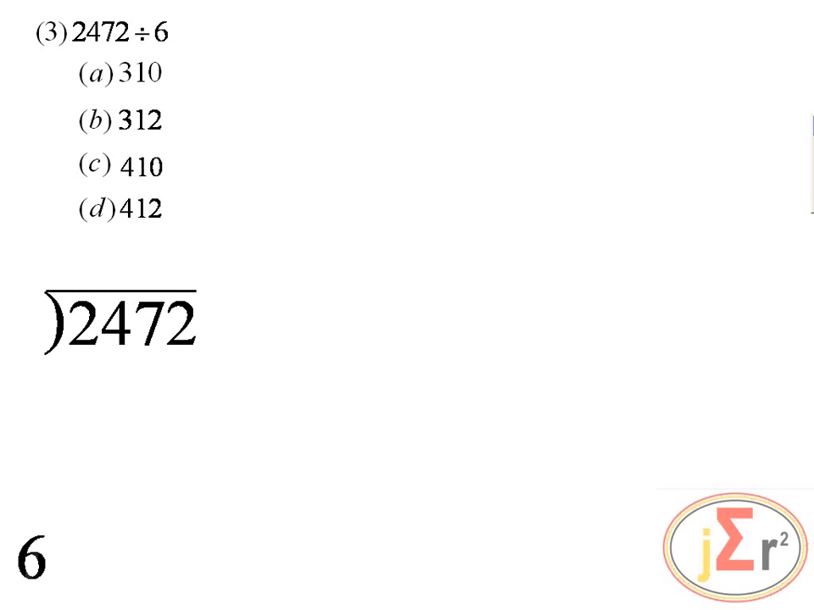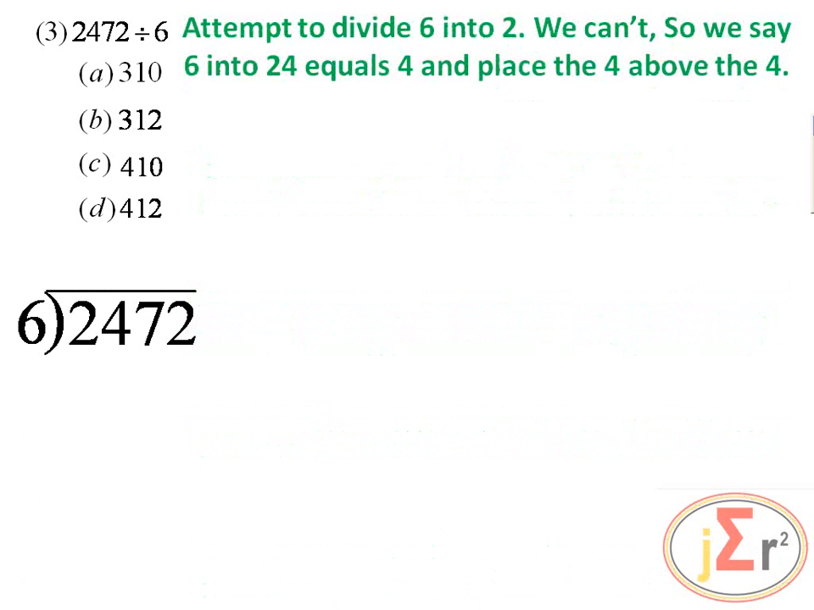We'll set it up like normal. Attempt to divide 6 into 2. We can't. So we may say 6 into 24 equals 4 times, as before, and place the 4 above the 4. So we say then what? 6 fours, 24. That's what we will do.